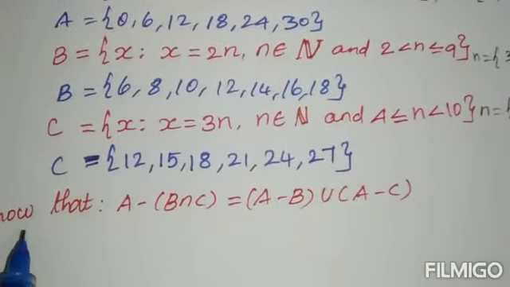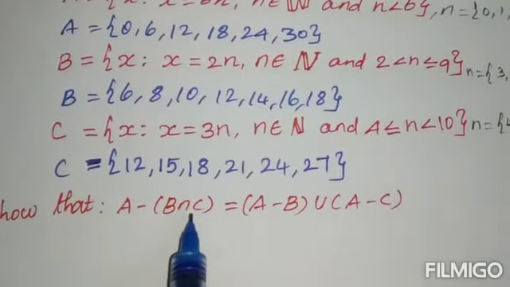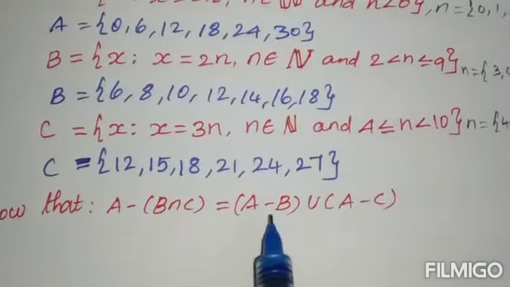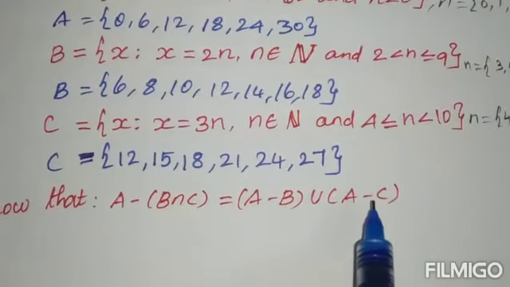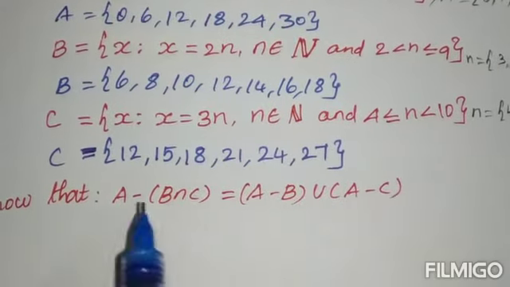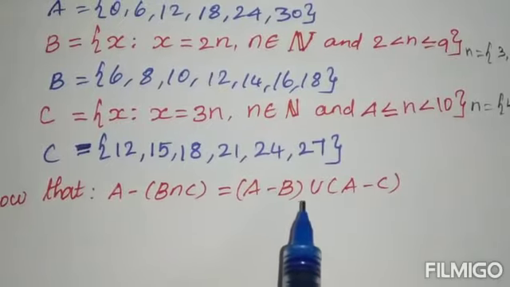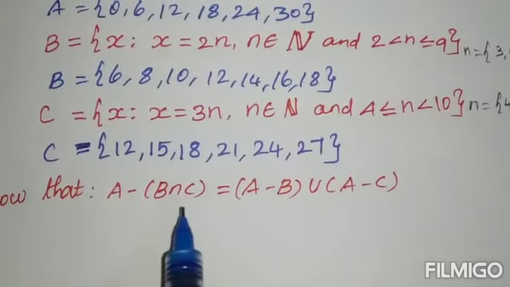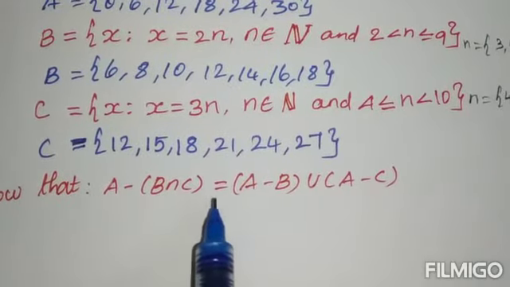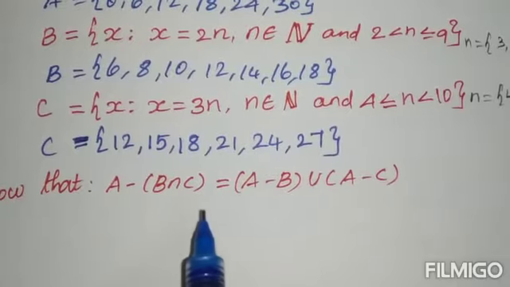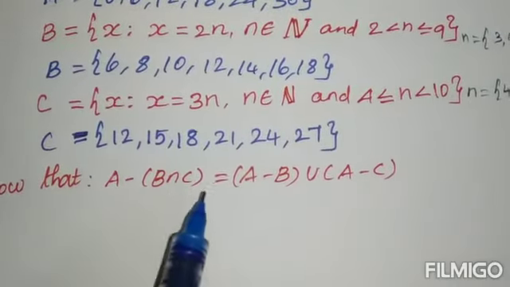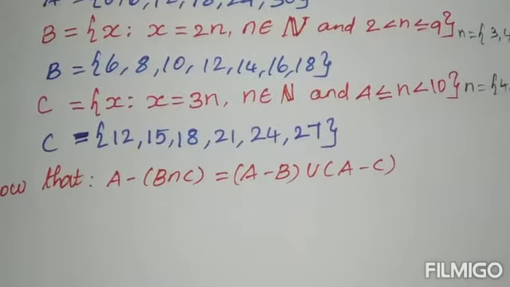So next we have to show that A difference of B intersection C is equal to A difference B union A difference C. You know it is De Morgan's laws of set difference. It is the formula for De Morgan's laws of set difference. So now we have to verify this De Morgan's law for set difference.